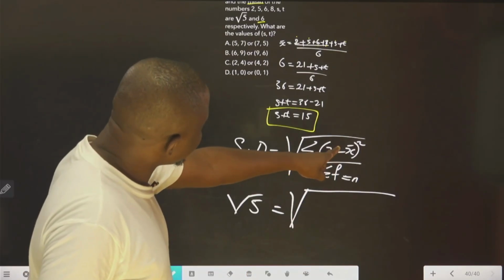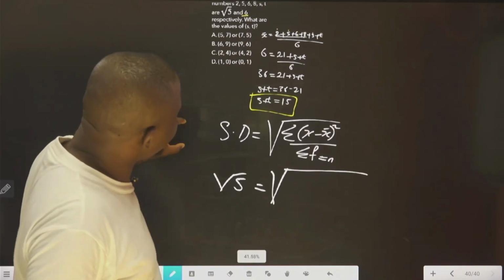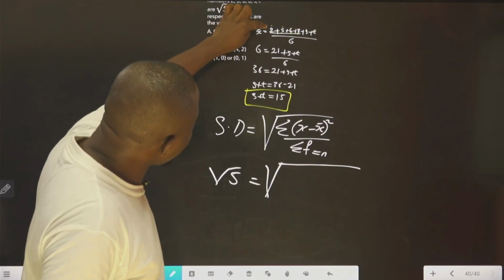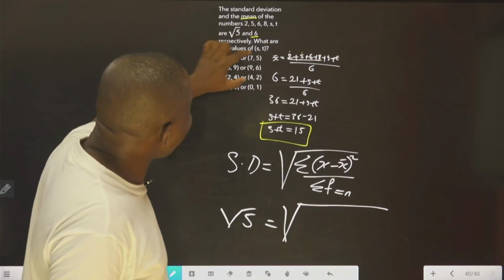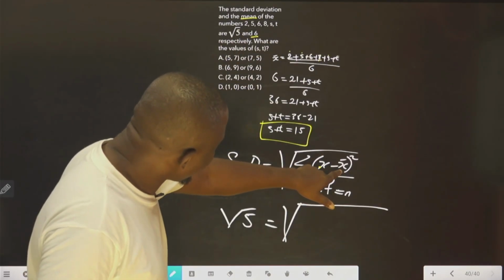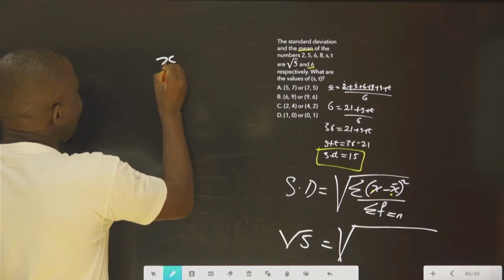As you can see in this place, x represents each of these values. Each of the values. The question says each of the values minus the mean. The mean was given to us to be 6. Each of the values minus the mean, then you square them. Let's just use a table to do this. Let's say this is X.